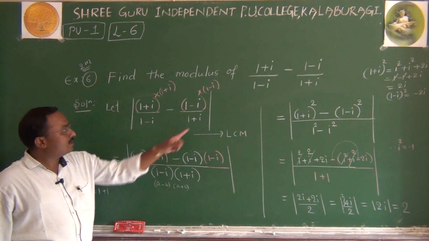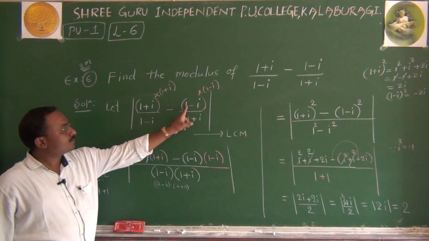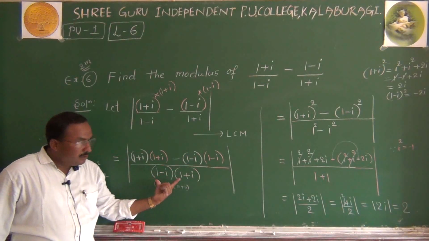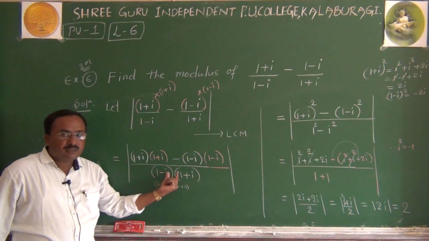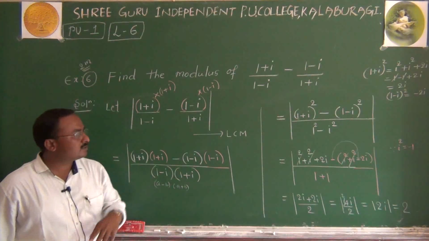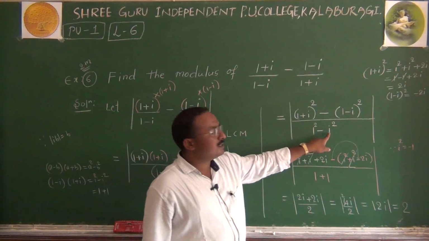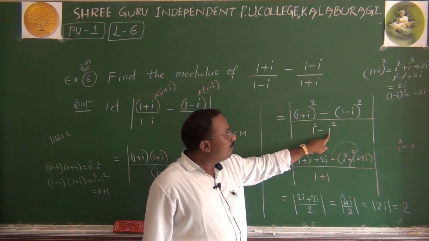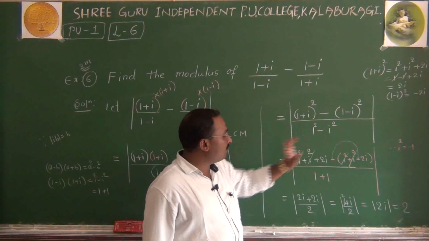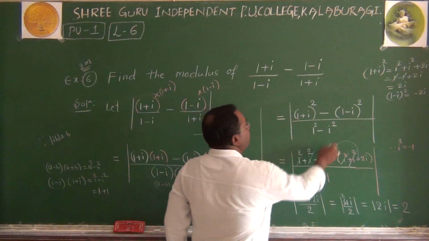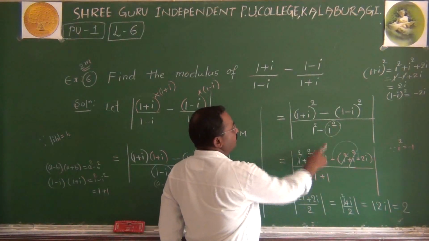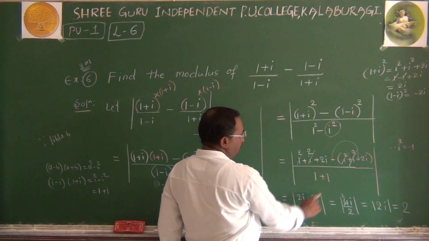In the numerator we get (1 plus i) whole square and (1 minus i) whole square. Denominator: a minus b times a plus b, that is a square minus b square. Keep in mind, the i square value is minus 1. Minus plus, 1 plus 1 is 2.